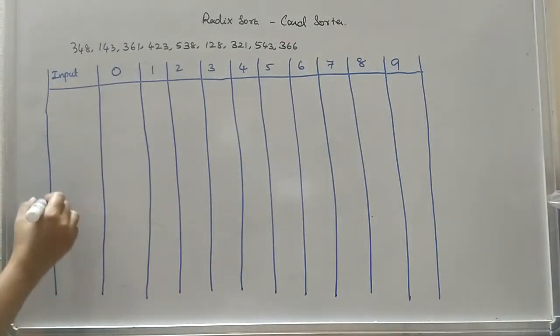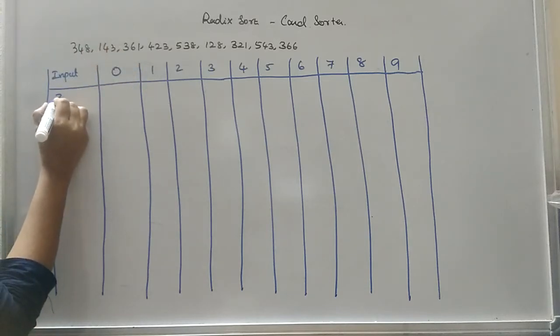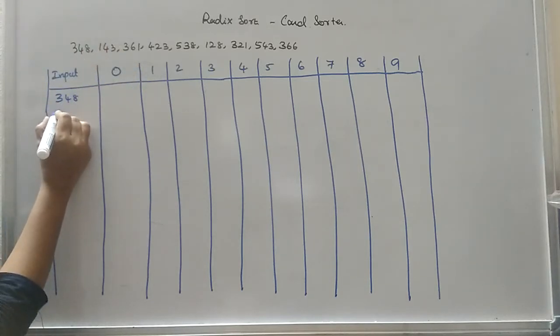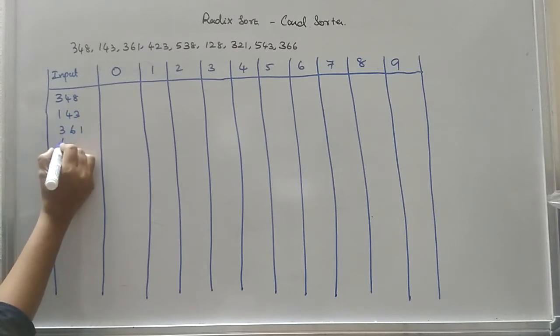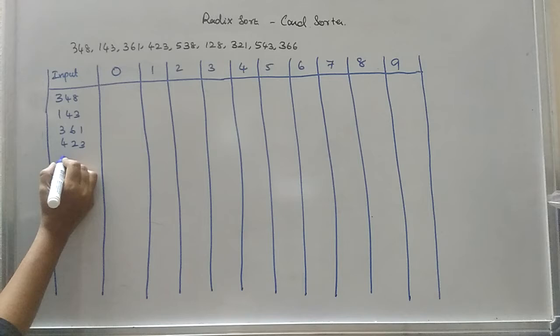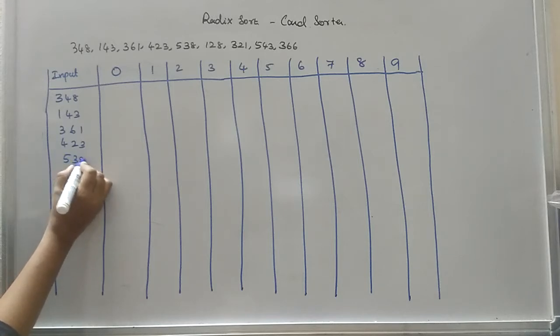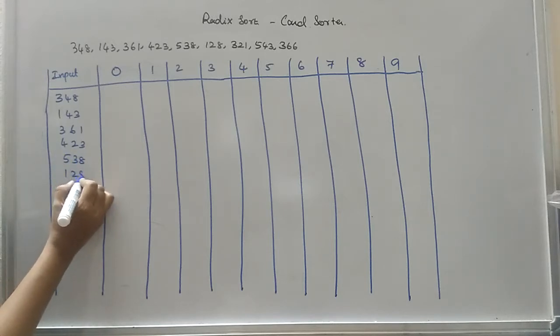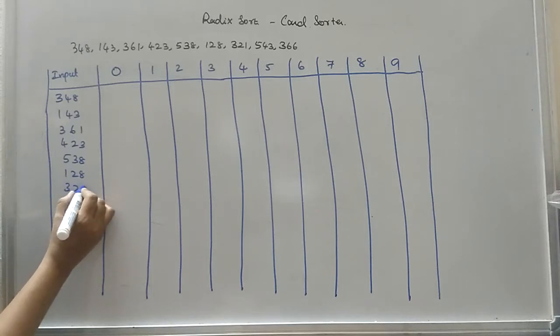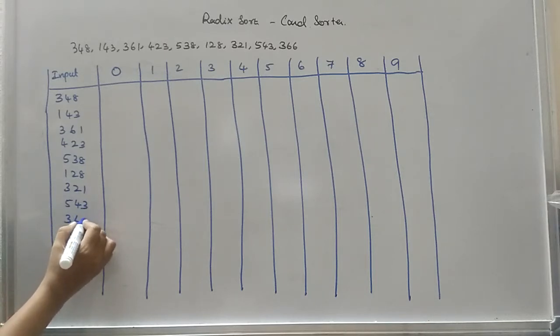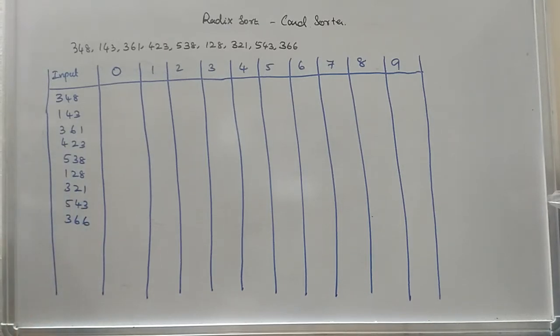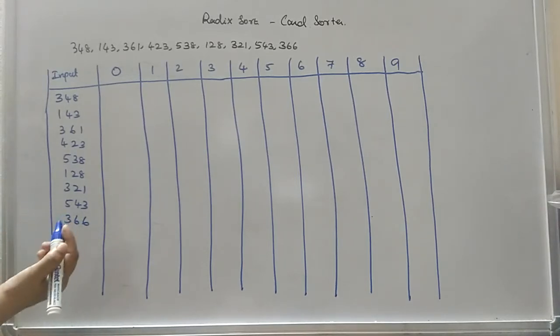So write the inputs here: 348, 143, 361, 423, 538, 128, 321, 543, 366. Now what we are going to do, since I have mentioned clearly, is sort these numbers using the least significant bit.